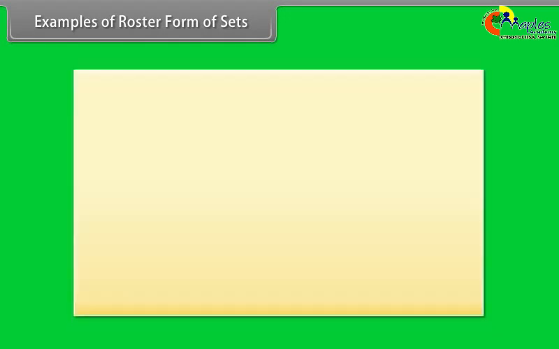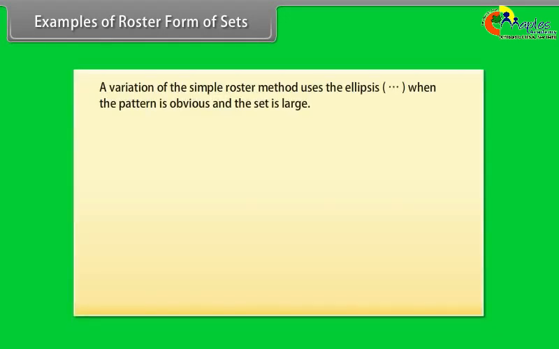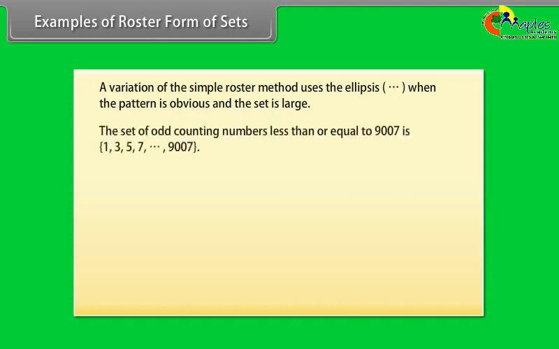Examples of roster form of sets. A variation of the simple roster method uses the ellipsis when the pattern is obvious and the set is large. The set of odd counting numbers less than or equal to 9007 is {1, 3, 5, 7, ..., 9007}.